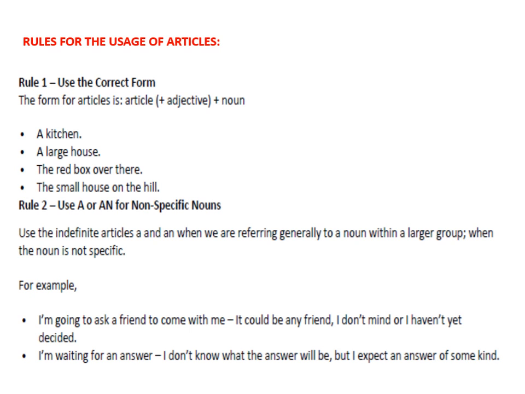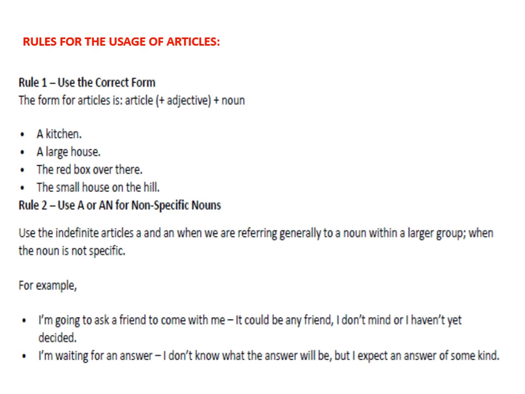Next one, the red box over there. The is the article, red is the adjective, box is the noun. And then the small house. The article, small adjective, house, noun. So this is the correct form for articles: article plus adjective plus noun, otherwise article plus noun.